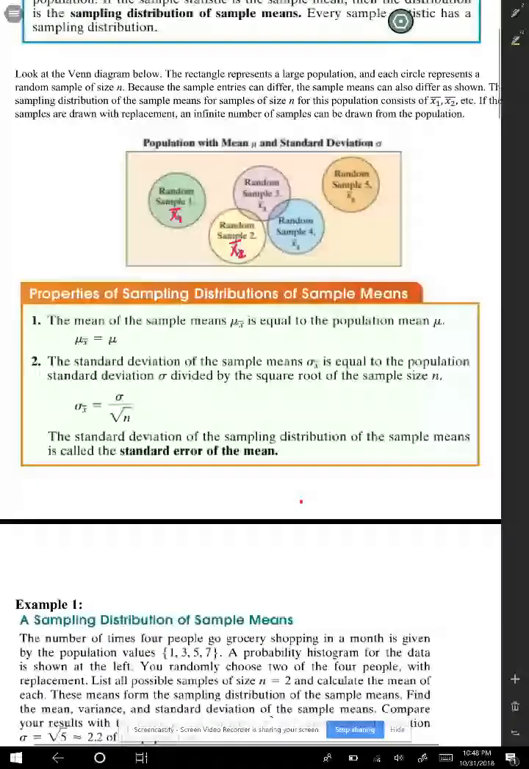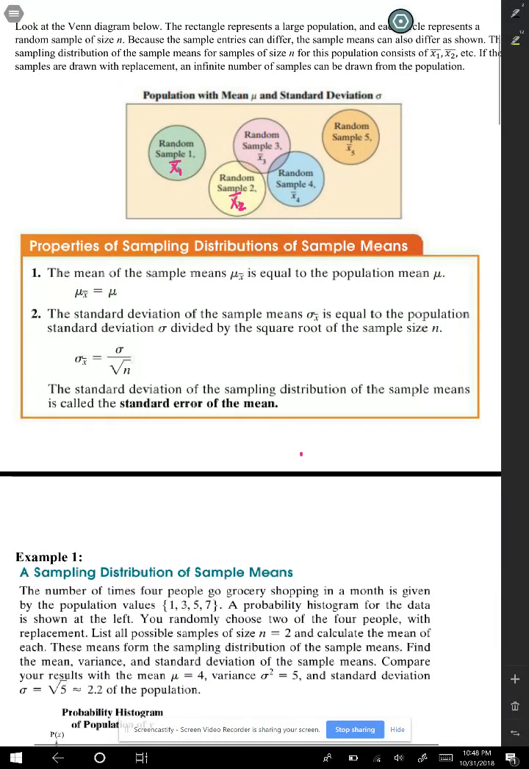So a couple of properties of sampling distributions of sample means is, first, that the mean of the sample means will be equal to the population mean, and we'll show that here in example 1 in a second. And the standard deviation of the sample means will be equal to the population standard deviation divided by the square root of the sample size. And that standard deviation is called the standard error of the mean. Now, we're not going to use these right away because I'm going to show you in example 1 how to get the answers, and then we're going to show that these two properties hold.